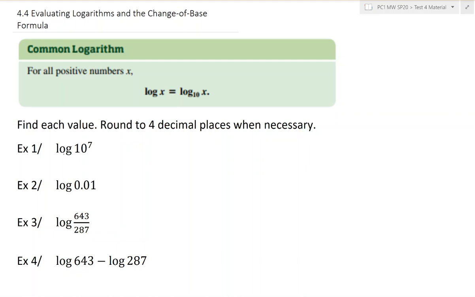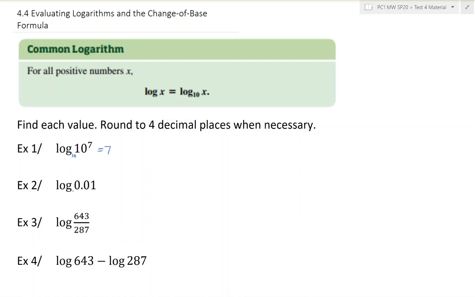For this example, we have the log of 10 to the 7th. It helps if you write it in there if you're uncertain about this. It's log base 10 of 10 to the 7th. So that means what exponent would I put on 10 to make it 10 to the 7th? The answer is 7.